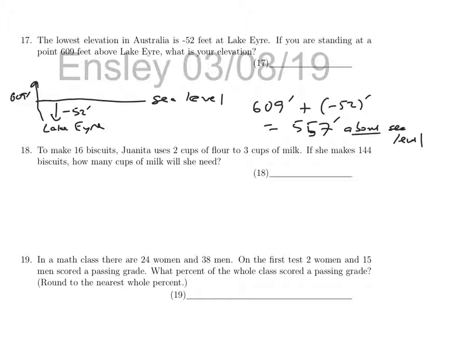Number 18 is about proportional reasoning. And so we see we have a number of biscuits and we want to relate that to cups of milk. And we're told the relationship between biscuits and milk up here. So for every 16 biscuits I want to make, I need 3 cups of milk. Notice that the question doesn't ask about flour. And so this extra information that I'm being told here about how much flour is involved is irrelevant. It doesn't have anything to do with this question. So I'll just cross out the information that I know I don't really need so it doesn't distract me.